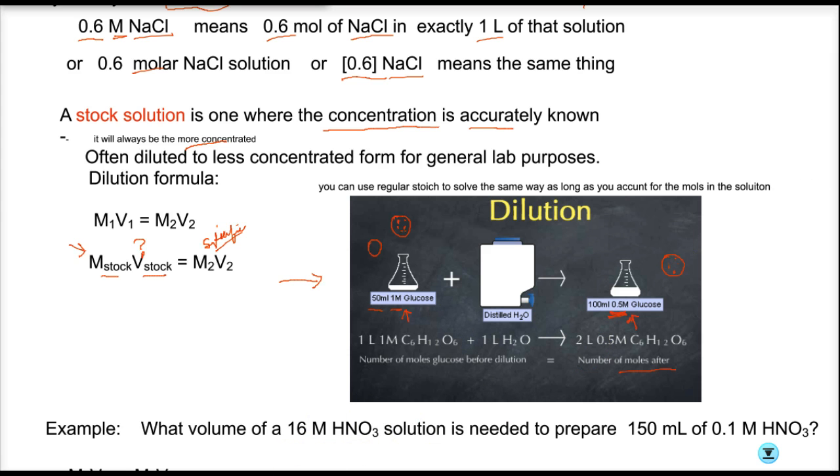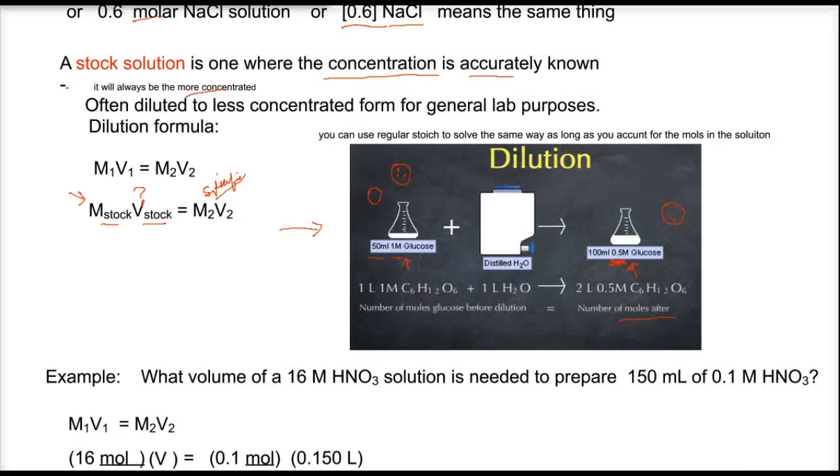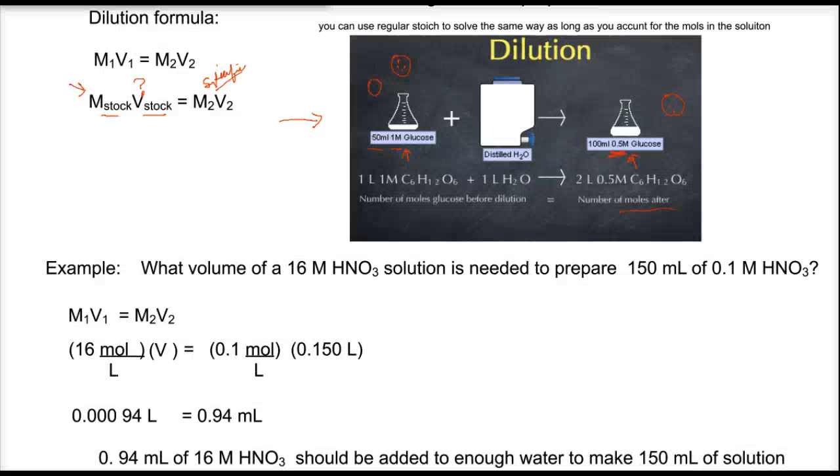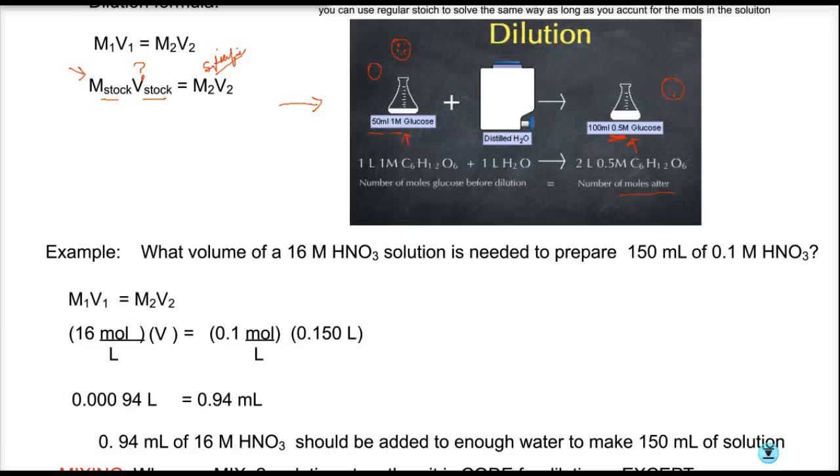Why am I telling you this? Because this all directly relates to what you just did today. So, an example of how to do this. Just the plain old dilution formula. What volume of a 16 molar nitric acid, very concentrated, the most concentrated nitric acid solution, is needed to prepare 150 milliliters of a 0.1 molar nitric solution?